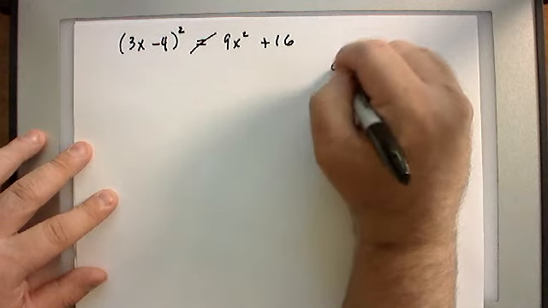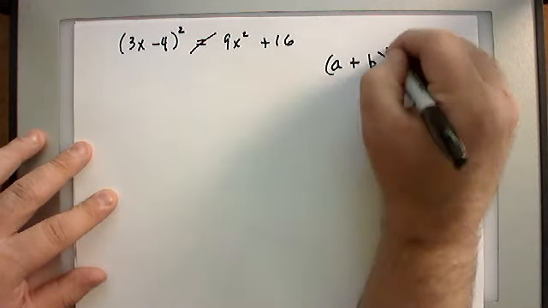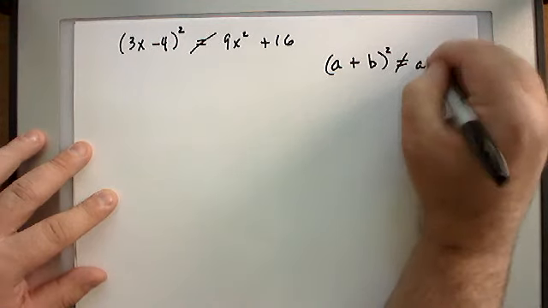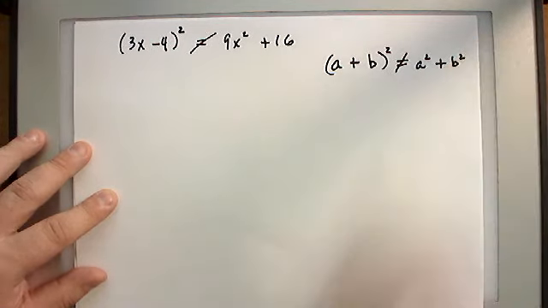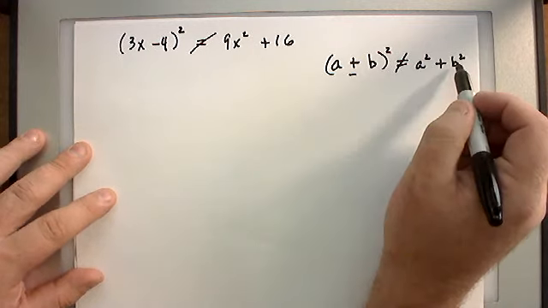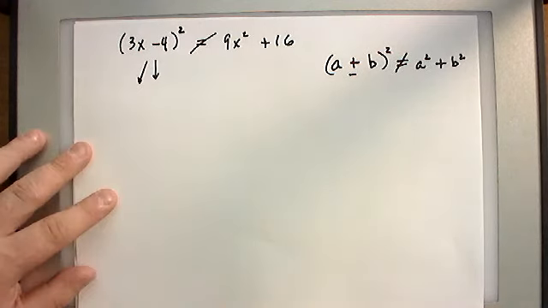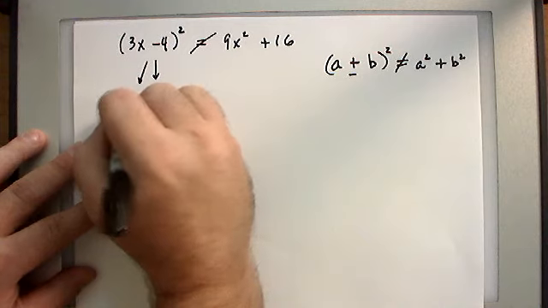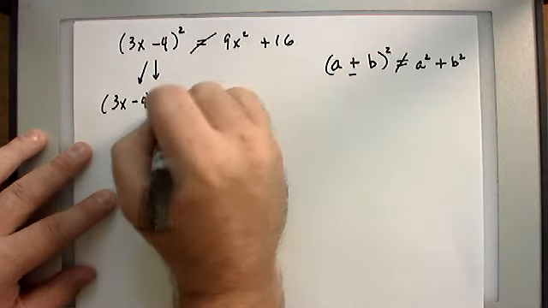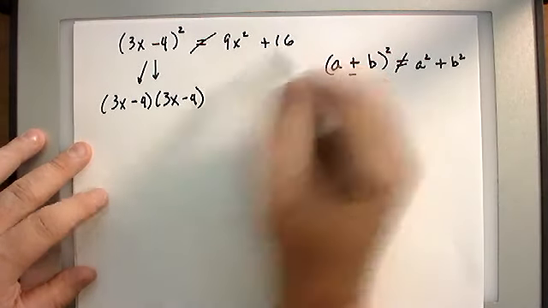It's worth noting sometimes what you're not allowed to do. If you have a plus b and it's squared, it will never be the first one squared plus the second one squared. And it doesn't matter if it's minus, it's still not going to be that. If you have two things added or subtracted and you square them, it is never the first thing squared and then the second thing squared. Because think about it. What does squared mean? It means times itself. So what you have here is 3x minus 4 times 3x minus 4. That's not going to come out to this. It's going to come out to more than that, right?